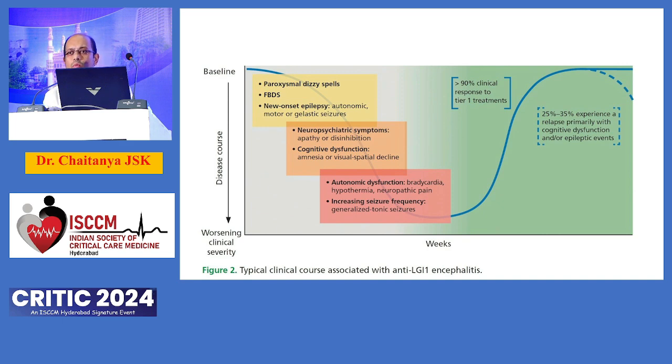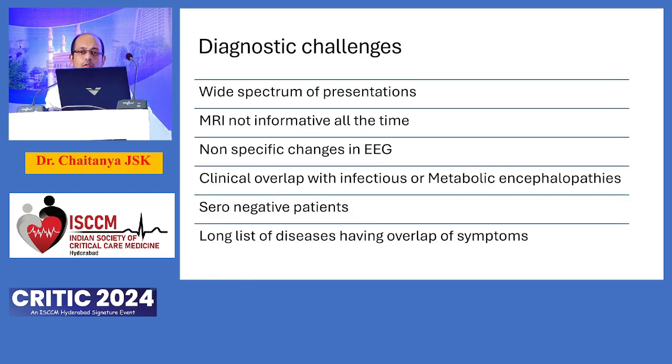And this is one group where you should not rely on CSF antibodies, you rely on serum antibodies. With NMDA receptors, there is more specificity when you look at CSF, but in anti-LGI1, serum LGI1 antibodies itself give you a good specificity to identify the diagnosis.